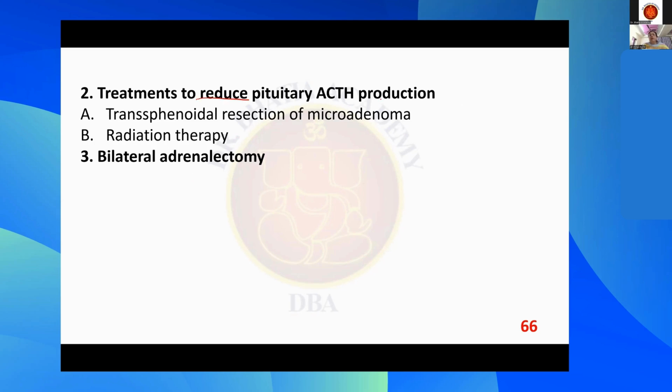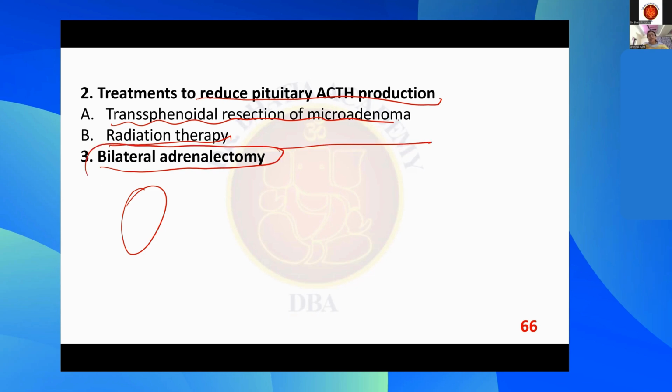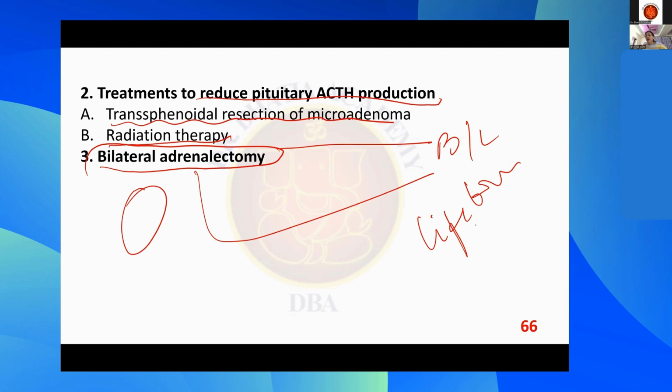To reduce pituitary ACTH production, if there's a large mass, you also can go for transsphenoidal resection of the microadenomas, or you can use radiation therapy. One last final step that can be done is a bilateral adrenalectomy. So what will happen if you go for bilateral adrenalectomy? Lifelong replacement therapy of hydrocortisone will be required because hydrocortisone is a life-saving drug.